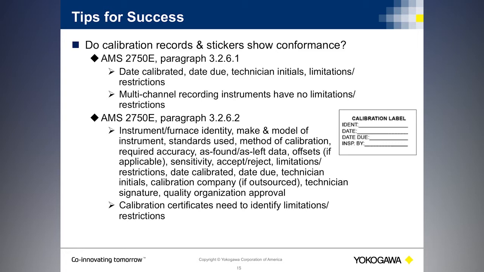Also, the biggest one we've seen is failure of the quality organization to review and sign the calibration reports. Very simple task to do, but it generates a lot of NCRs within the heat treat audits.